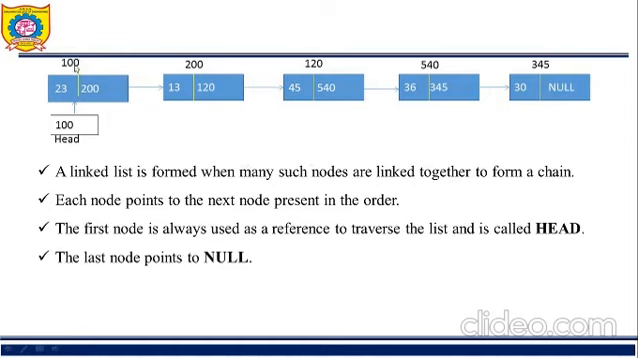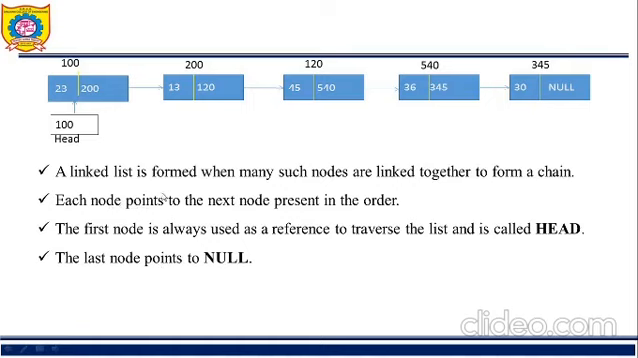If you see here, the elements are not stored in continuous memory. They are stored randomly in the memory, but they get linked to each other by using the second part of the node, that is the link part. This is the representation of a linked list.